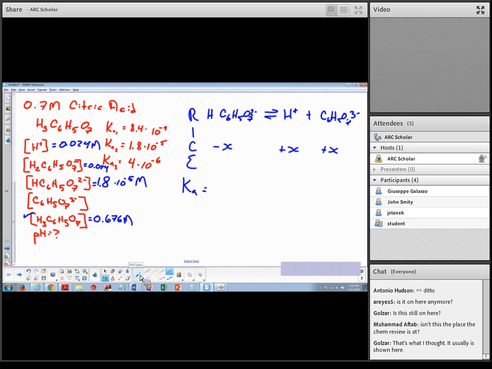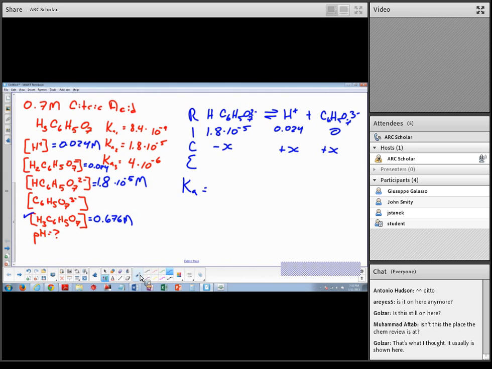Okay, and we're going to set it up basically the exact same way, right? We're going to plug in those concentrations again. So this one's going to be 1.8 times 10 to the negative 5. What's my H plus concentration? 0.024. What about my last guy over there? 0. We haven't made any yet.